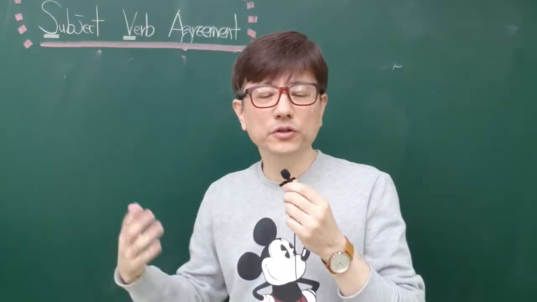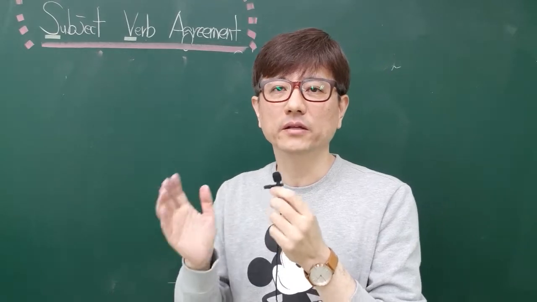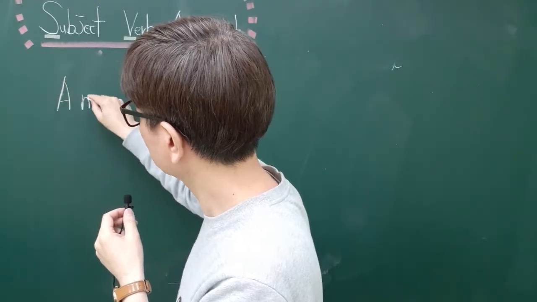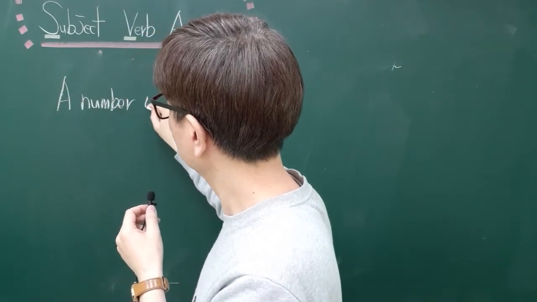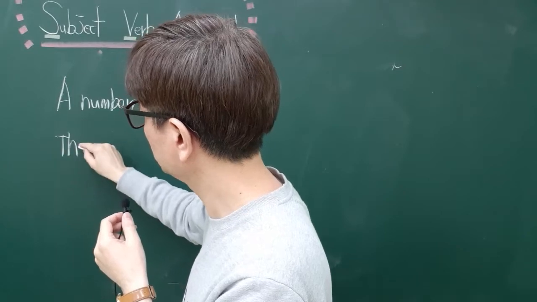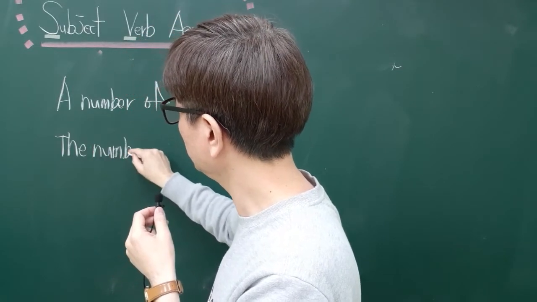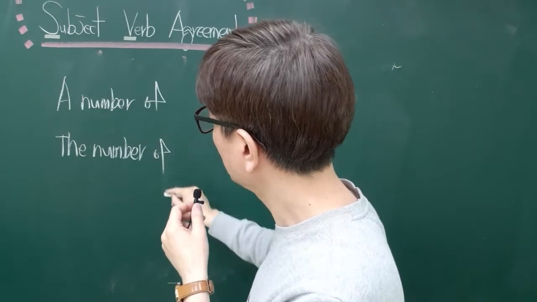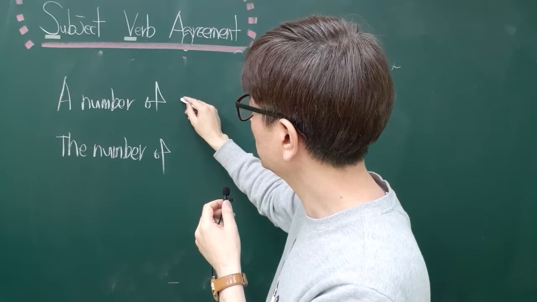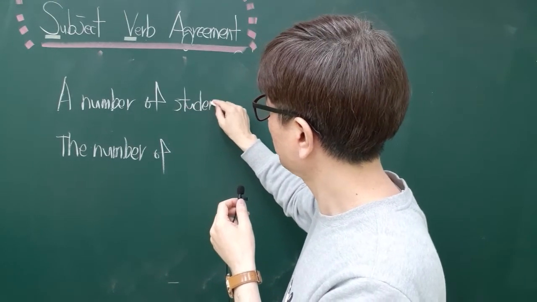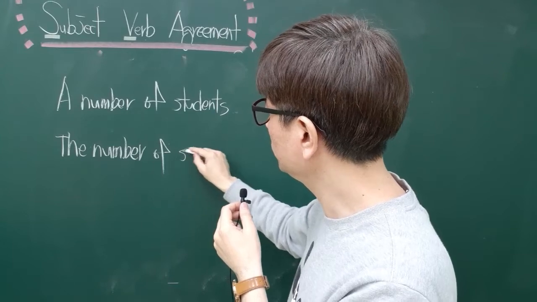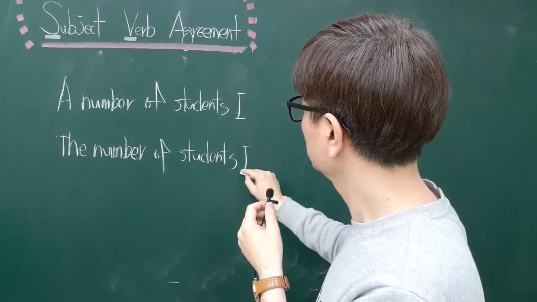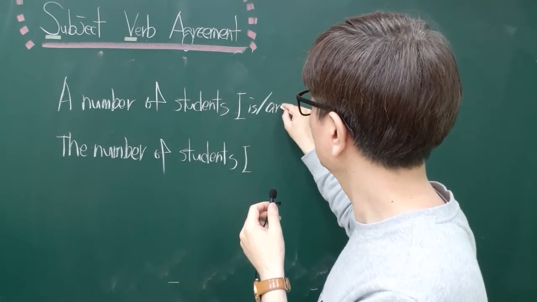Do you know the difference between a number and the number? Do you know the difference between these 2 expressions? A number of people, the number of students. The number of students: is, are.